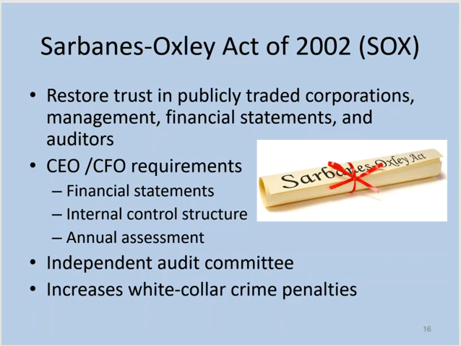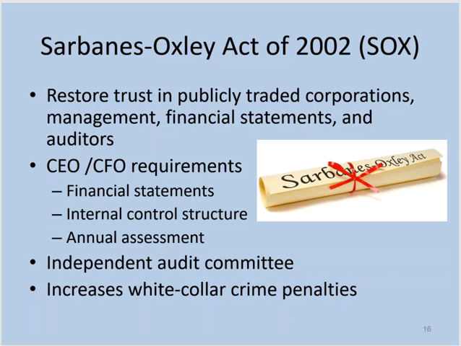Now, the purpose of SOX or Sarbanes-Oxley is to restore trust in publicly traded corporations, their management, their financial statements, and their auditors. SOX enhances internal control and financial reporting requirements and establishes new regulatory requirements for publicly traded companies and their independent auditors. Now, the Sarbanes-Oxley Act was a result of corporate accounting scandals that happened, such as Enron and WorldCom. So the U.S. Congress stepped in and enacted the Sarbanes-Oxley Act of 2002.